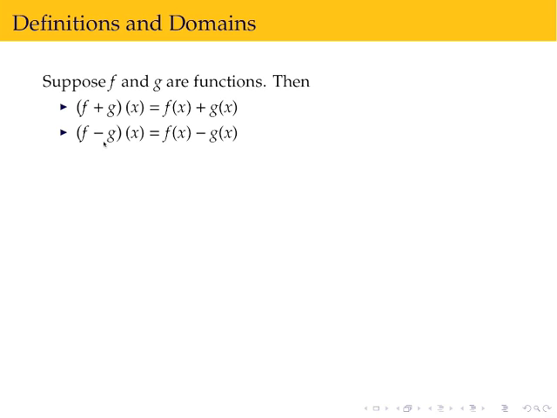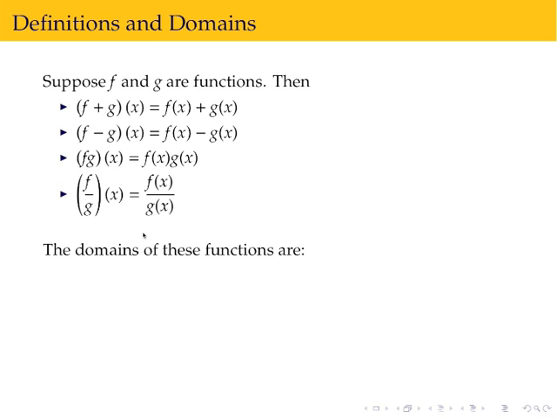Similarly, we've got f minus g of x, which is defined to be f of x minus g of x. Fg, which is f times g of x, is f of x times g of x. And f over g of x is f of x over g of x. So these are our four arithmetic operations applied to functions to create function operations. So we can create new functions using these function operations.